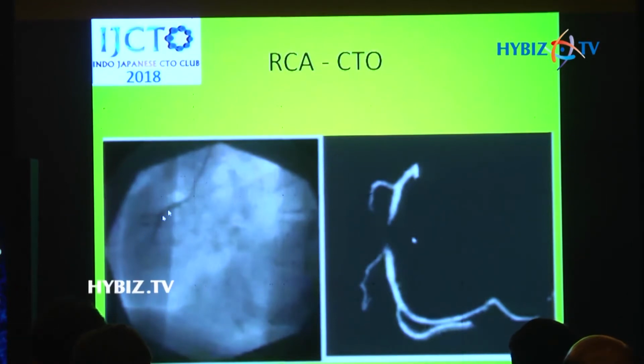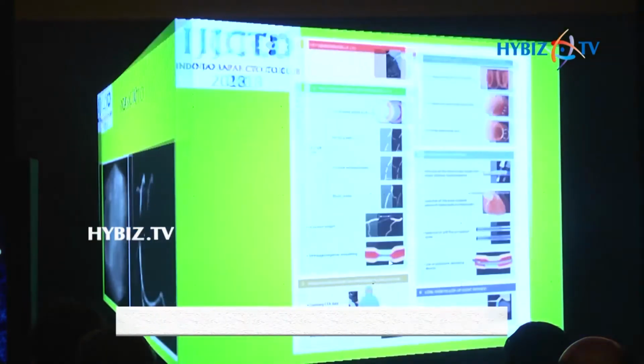There's no collateral seen on the angiogram, but when we did the CT, you can see that very favorable anatomy. The distal segment is very clearly marked, tapered segment, no side branch, and a short lesion.